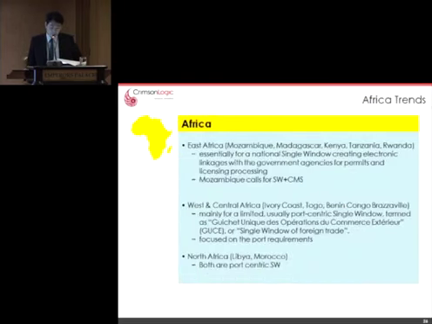Okay, in Africa, what we are seeing is that a lot of East African countries are implementing the single window. Countries such as Mozambique, Madagascar, Kenya, and Tanzania have all released requests for proposals on single window, which is a good thing. Their lead agencies are mostly customs. But on the other hand, in West and Central Africa, countries such as Ivory Coast, Togo, Benin, and Congo Brazzaville have a lot of single windows based on ports, and port authorities are the lead agencies for this.